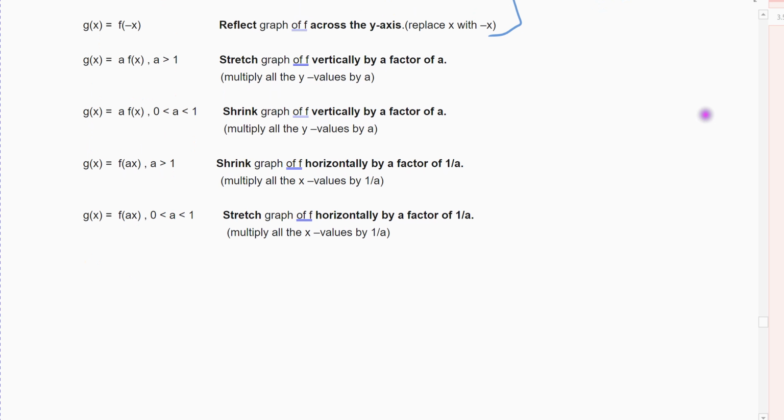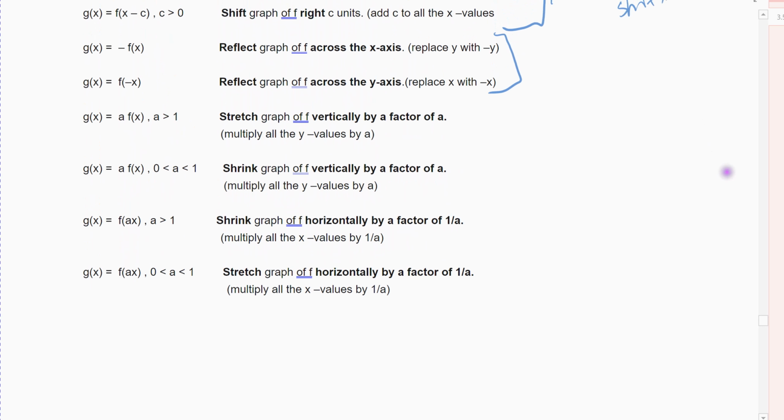Alright, the stretches and compressions, or the stretching and the shrinking. Those are the hard ones, especially, I think, horizontally. Those are the tricky ones. Okay, so the vertical ones are the ones we do first. Those are the easy ones. So if I'm multiplying the entire function by a number, if that number is bigger than 1, that's a stretch, meaning I'm making all of the y values a times bigger. So every single y value gets multiplied by a.